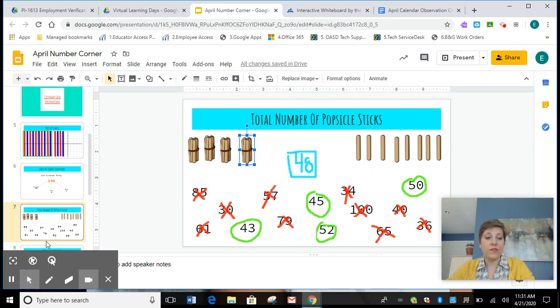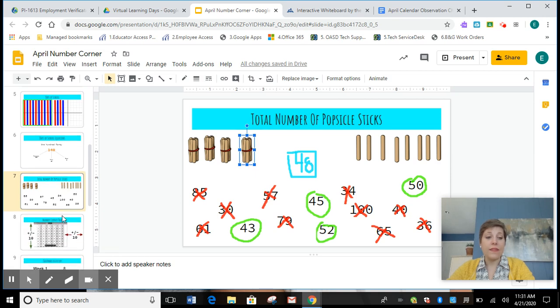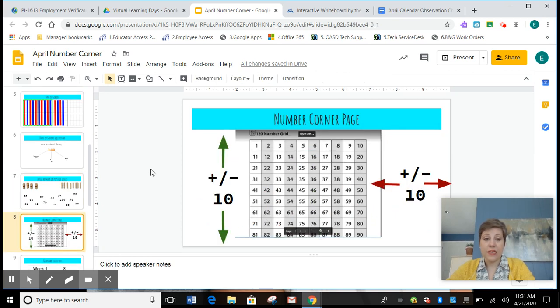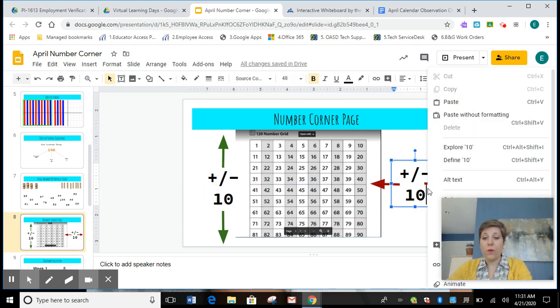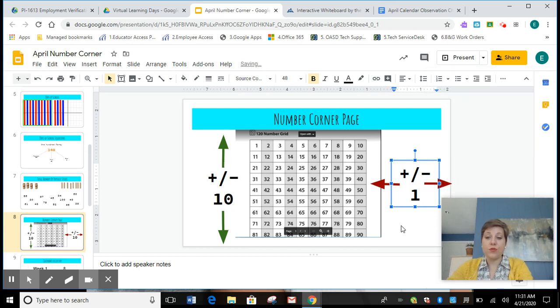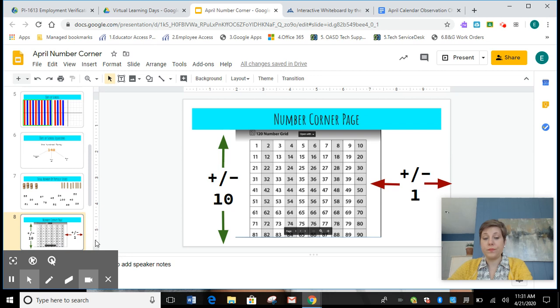All right, first graders, very nice job. The last thing I want to talk to you quick about is your seesaw activity for the day. You're going to have another number corner page where you are going to be solving equations, adding or subtracting groups of 10, or, let me make one quick change, adding and subtracting groups of 1.